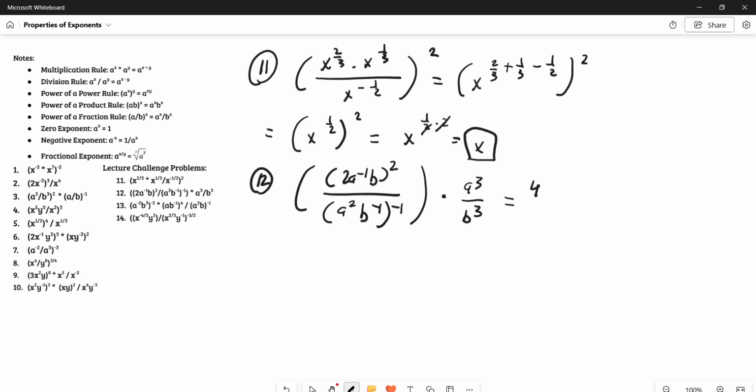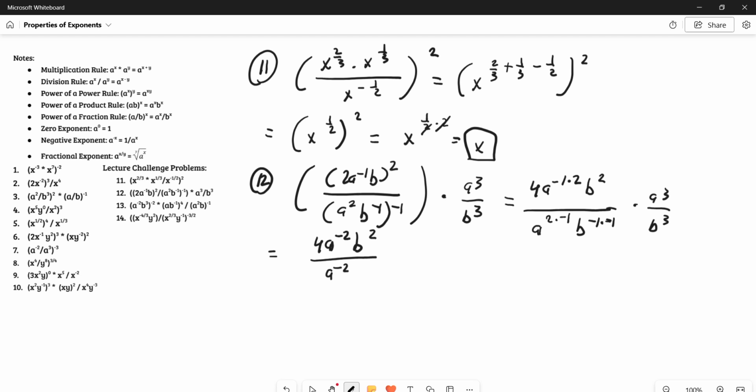So this is just 4a to the power negative 1 times 2 times b to the power 2, over a to the 2 times negative 1, b to the negative 1 times negative 1, times a cubed over b cubed. So this will evaluate to 4a to the power negative 2 b squared over a to the power negative 2 times b to the negative 2 times a cubed over b cubed. I can see that this cancels, and now we have 4b.